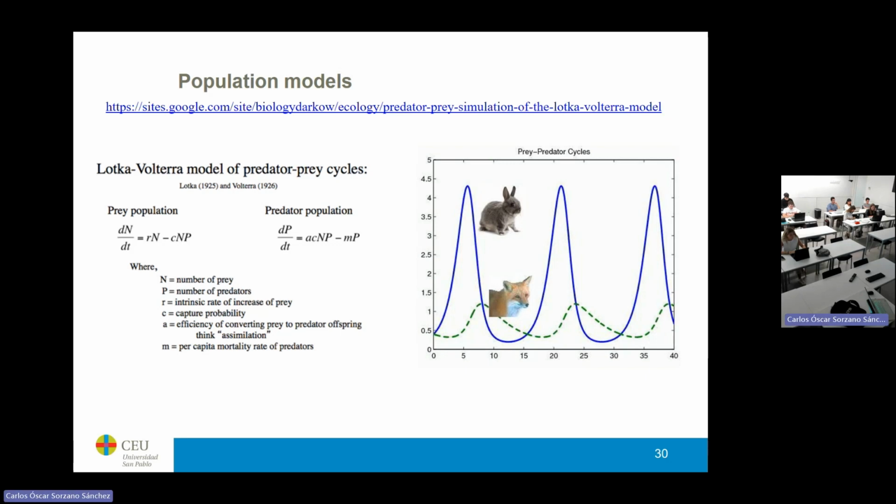Okay, so these numbers will depend on an intrinsic rate of increase of prey. So there is a natural birth rate. The more rabbits you have, the higher this natural birth rate.